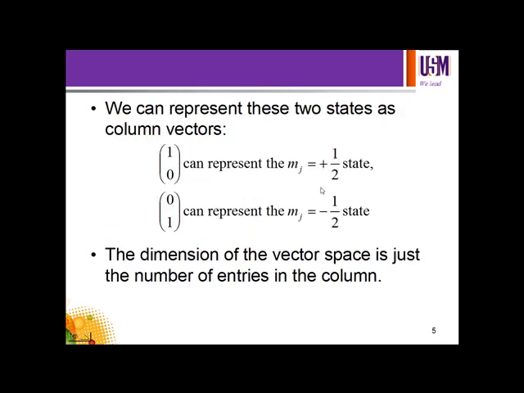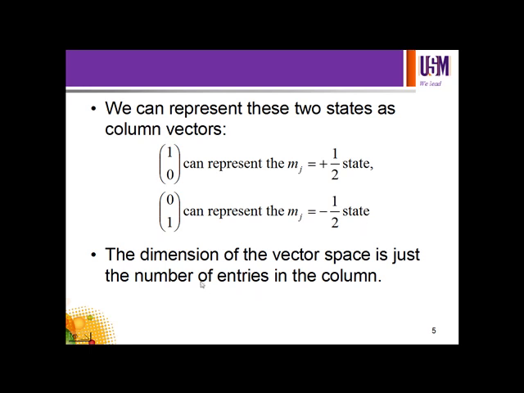We can represent these two states as column vectors. The first one is the column matrix (1, 0), which can represent the mj equal to positive half state, and (0, 1) can represent the mj equal to negative half state. This is an example of how we represent the two states using column vectors. In fact, this is already a matrix.